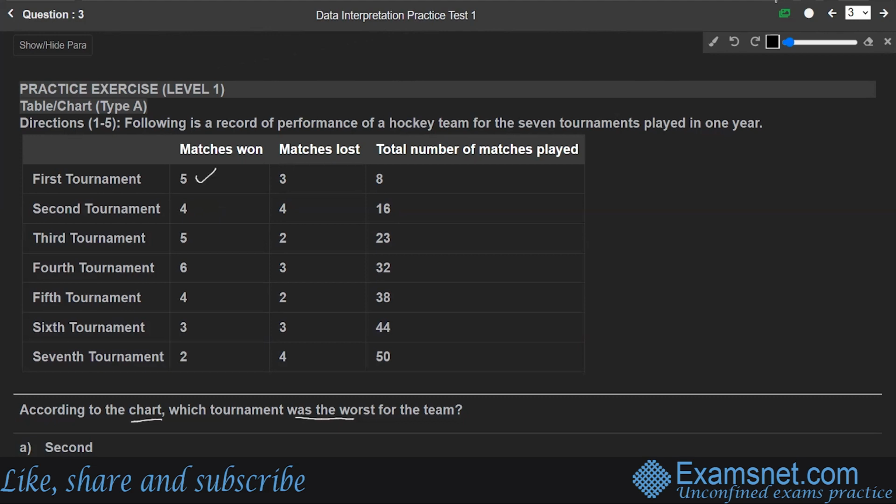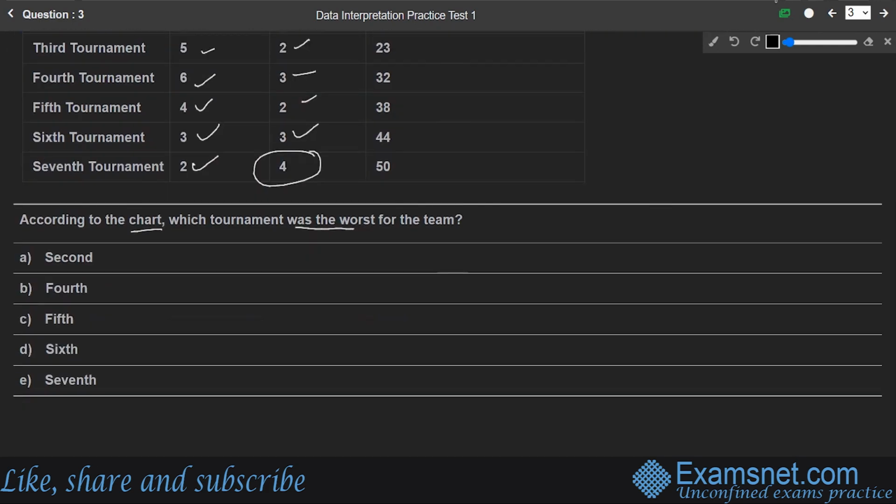In the first tournament, 5 won and 3 lost. So this is fine. 4-4, so this is equal. 5 win, 2 loss, this is fine. 6 win, 3 loss, this is also fine, winning is more. 4 win, 2 loss, this is fine. 3 win, 3 loss, this is fine. In the 7th tournament, he is winning just 2 matches and losing 4 matches. So obviously the losing number is more than the winning number, so this must be the tournament that would have been worst for the team. So let us mark option 7 as the right answer.